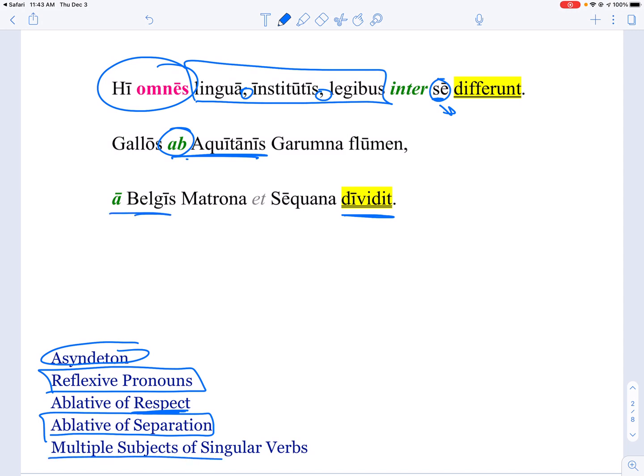And then remember that even though this is a singular verb, there can be multiple subjects. So, I mean, the one subject is flumen, but there are three different rivers, the Garumna, the Matrona, and the Sequana. So very often, if you have a list of singular subjects, even though there's more than one singular subject, it often will have a singular verb.